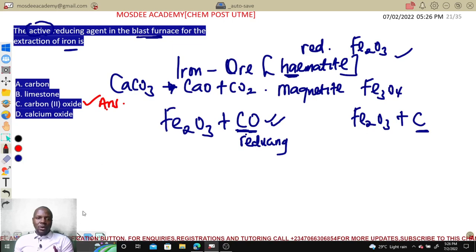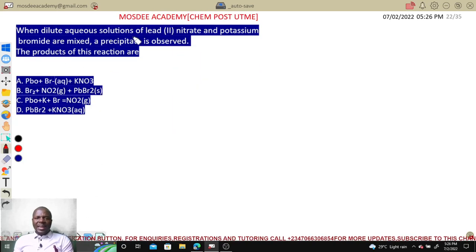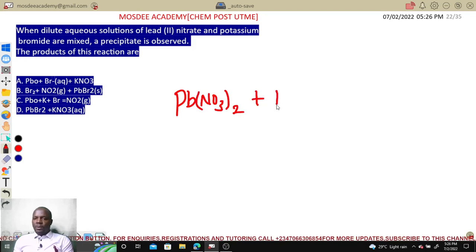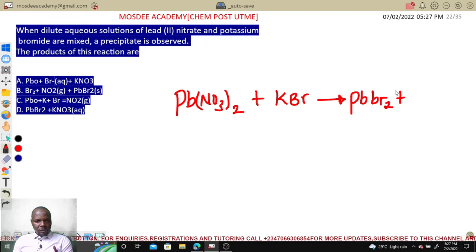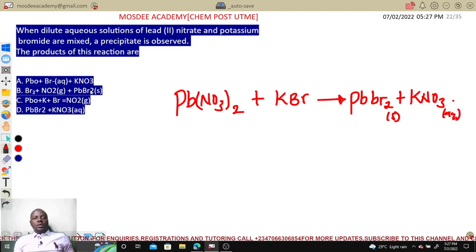So the next one is 22. 22 says, when dilute aqueous solution of lead-2 nitrate, that's Pb(NO3)2, lead-2, and potassium bromide, KBr, are mixed, a precipitate is observed. It's simple to write. This is PbBr2 plus KNO3. So this is what is formed. This is solid, whereby the rest are aqueous. So note that. Now, the question is, we are looking for the reaction, which is simple. This is the answer to that. I hope students can do normal reaction.